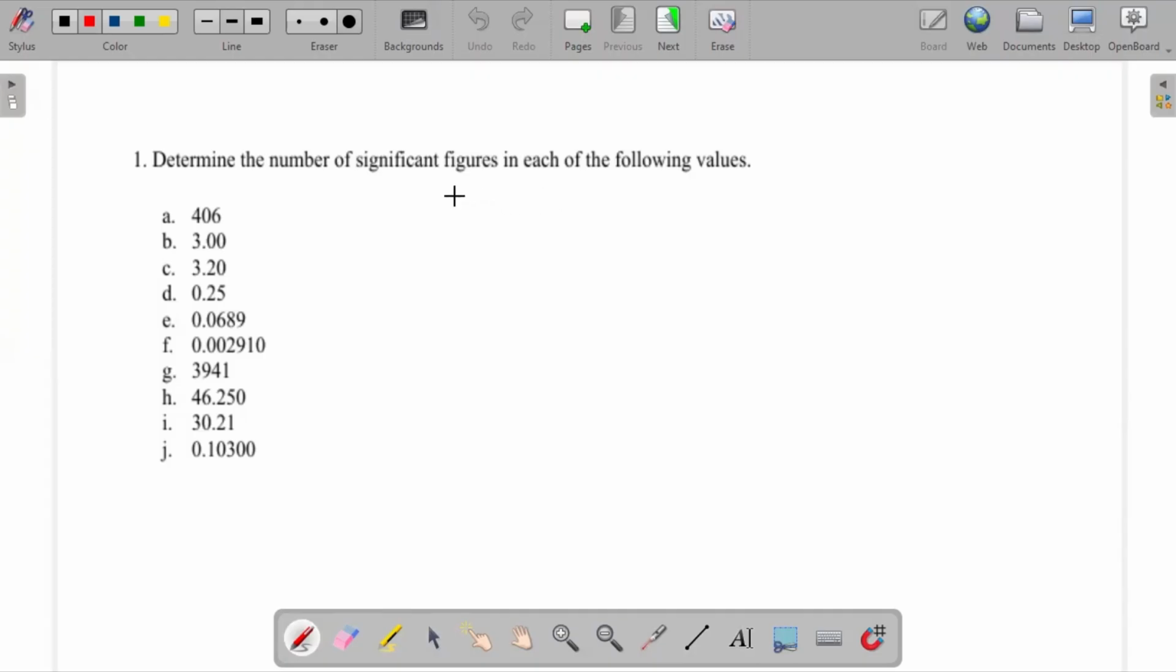Okay, so we are talking about the rules of getting the number of significant figures in a figure. So what are the rules that govern the number of significant figures? Let's look at the rules, then you should be able to answer the questions that have been given there. So there are rules that govern the number of significant figures.